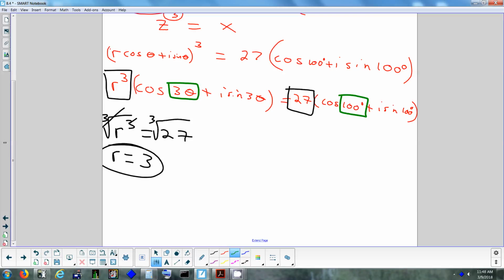And the angle. Okay, the angle is a little trickier than the radius. So, the angle on the left equals the angle on the right, or it can equal anything that is what we call coterminal with it.